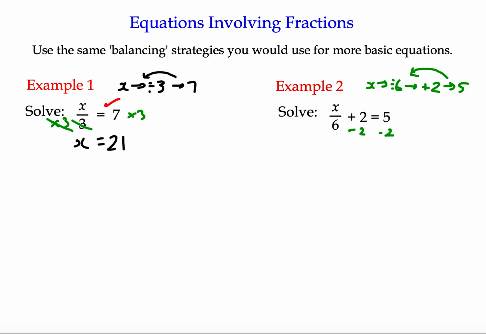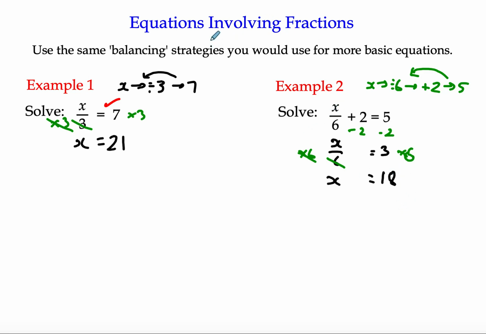And then we can update that or refresh it. The 2's cancel out, so we've got x over 6. And on the right hand side, we've got 5 subtract 2, which is 3. Now we're back to an equation like we just had in example 1. We've got x divided by 6. To undo that, we can multiply both sides by that dividing number, which is multiply by 6 on both sides. They cancel out. So on the left hand side we've got x, and then we've got 3 times 6 is 18. Does that make sense?